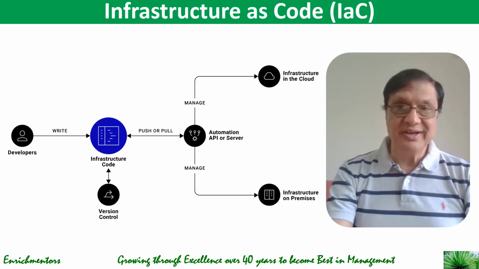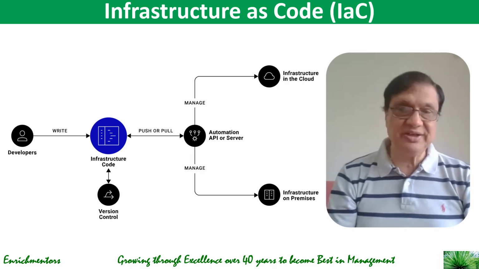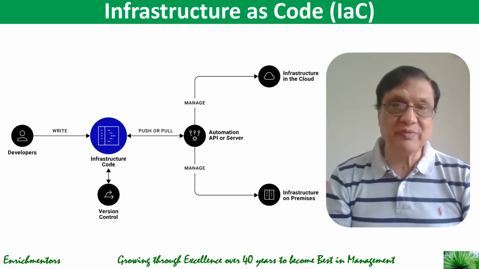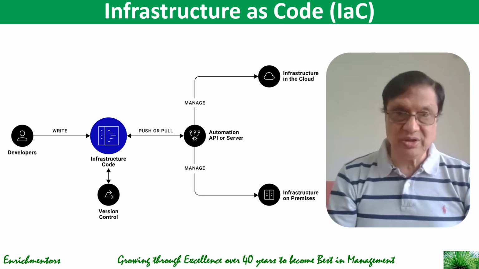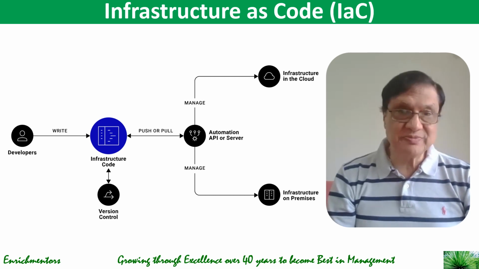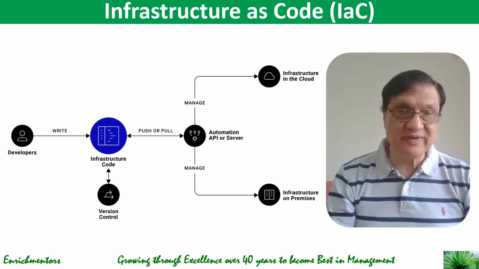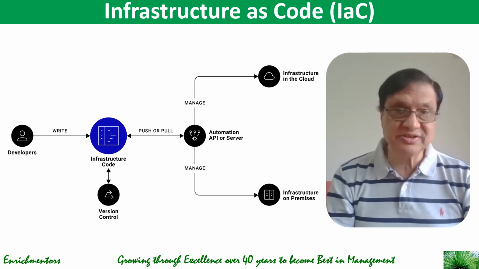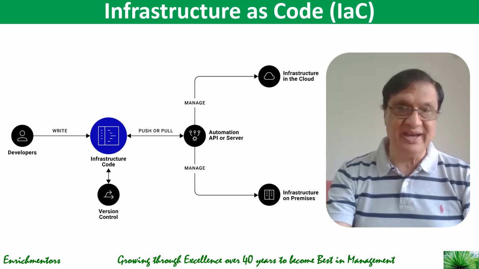Infrastructure as code is another practice that seems very promising, and you could consider it, where you automate the provisioning and management of infrastructure. Your infrastructure is either hosted on cloud or on premises, and then you have an automation API or a server that manages it. As developers write code, through your infrastructure as code in a version control system, you push and pull the infrastructure required. So that's the process of IaC.